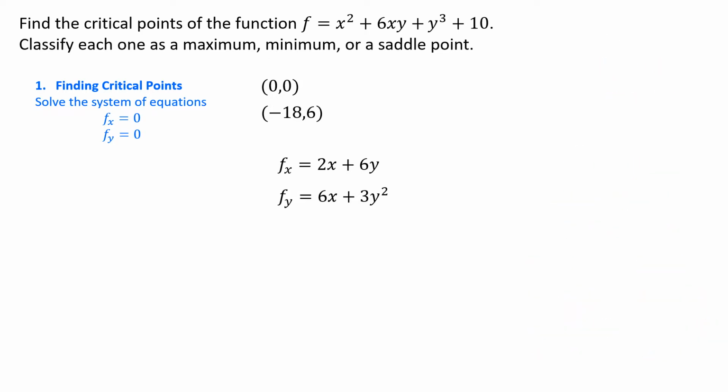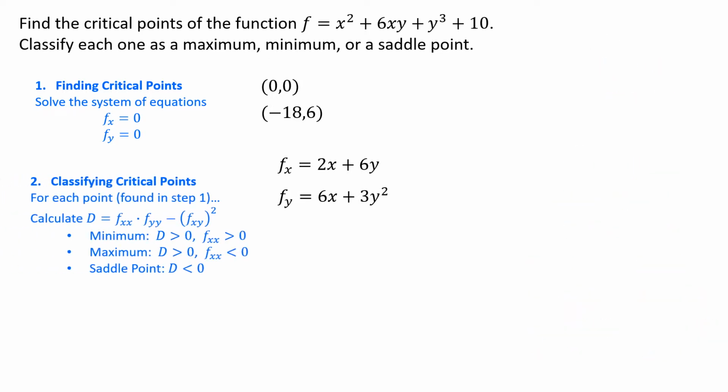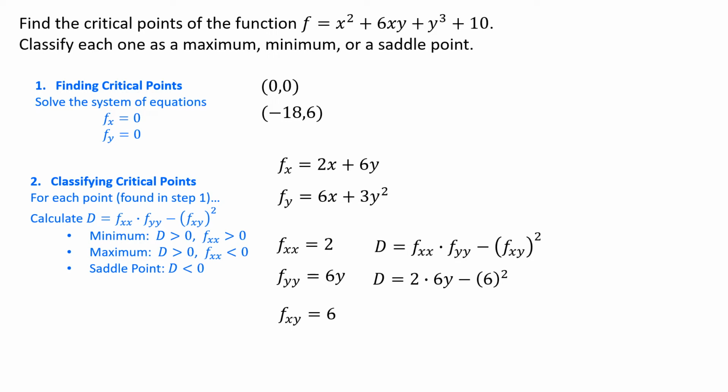And now that we have our two critical points, we have to classify them by finding the discriminant and finding out what kind of critical points they are. To do that, we'll need our second derivatives. Here I've taken all of the second partial derivatives, and computing the discriminant gives us this. Hit pause if you'd like to analyze the algebra.